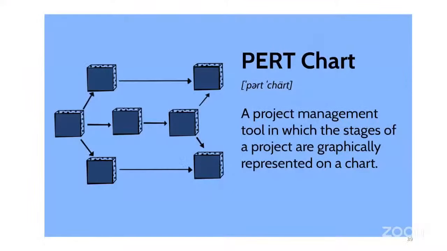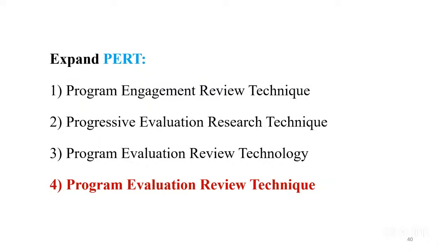Okay. So I have taught you in class also. A PERT chart is a project management tool in which the stages of a project are graphically presented on a chart. That is a PERT chart. Graphically presented on a chart, that's the key term. So we know now the full form of PERT will be Program Evaluation Review Technique. RT stands for Review Technique.